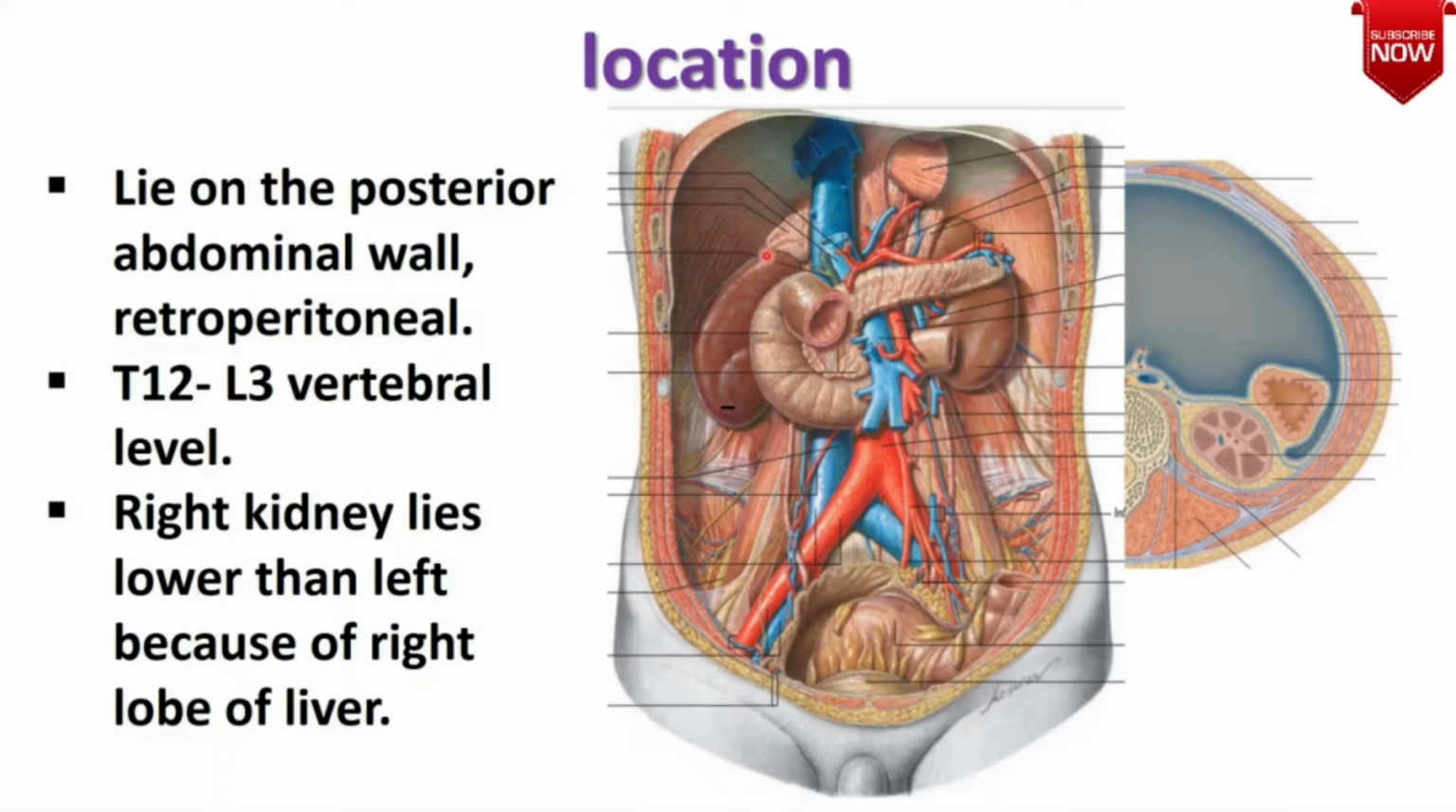The right kidney is slightly lower than the left kidney due to the presence of the right lobe of the liver. Because of this, the transpyloric plane passes through the upper part of the hilum of the right kidney and the lower part of the hilum of the left kidney. So here you can see this transpyloric plane passes from the upper part of the hilum of the right kidney and the lower part of the hilum of the left kidney.